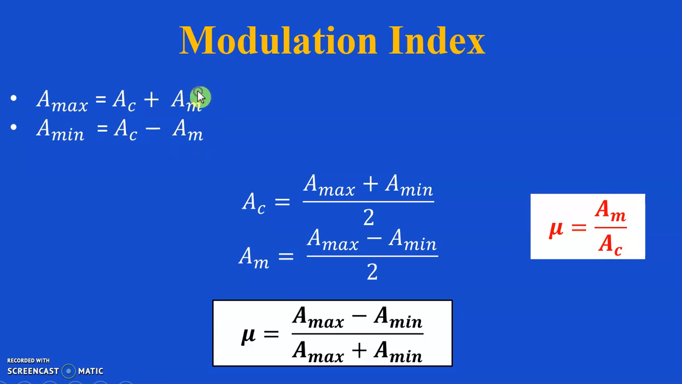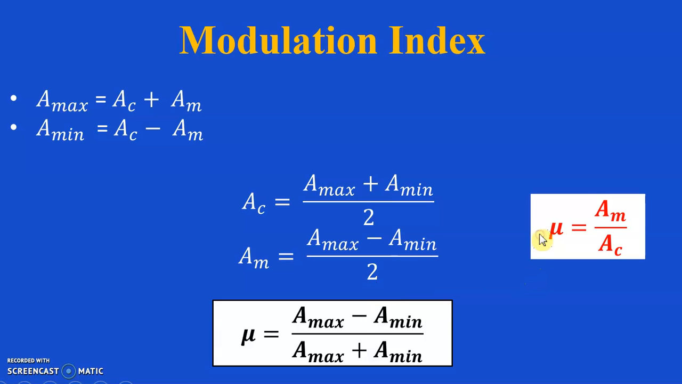If we add these two equations together, we will have A max plus A minimum equal to 2AC, since AM minus AM will be cancelled. So AC is equal to A max plus A minimum divided by 2. Likewise, if we subtract the A minimum from A max, we will have AM is equal to A max minus A minimum divided by 2.